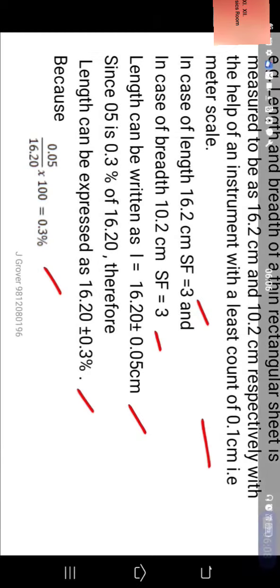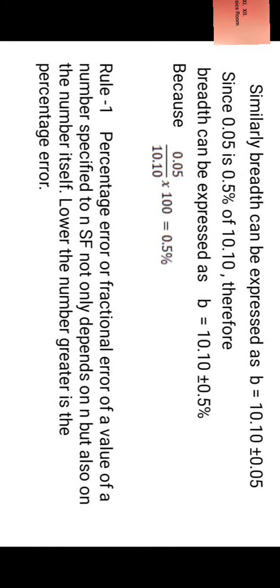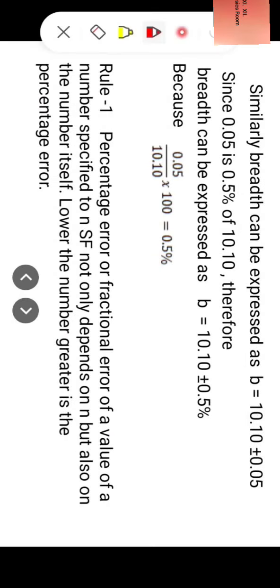Similarly, breadth can be expressed as B, which is equal to 10.10 plus minus 0.05. Since 0.05 is 0.5% of 10.10, therefore breadth can be expressed as B equal to 10.10 plus minus 0.5%, because 0.05 divided by 10.10 into 100 is 0.5%.